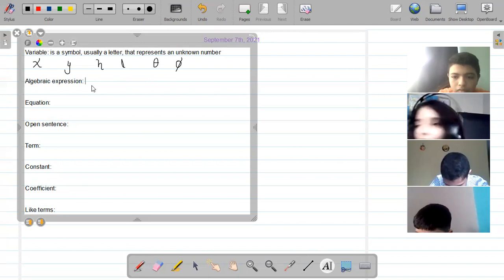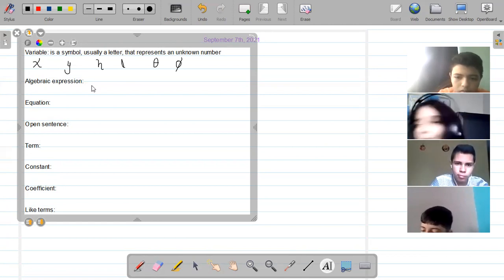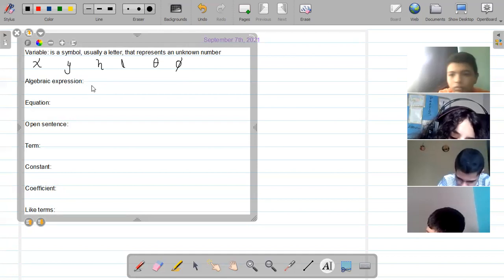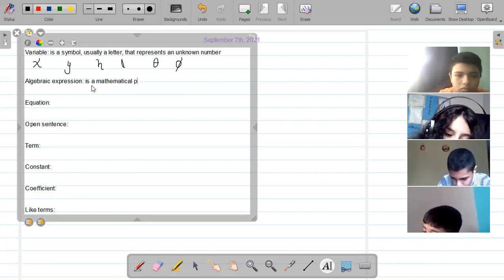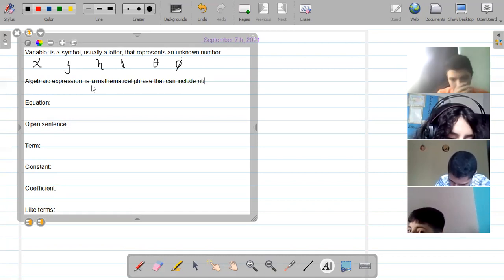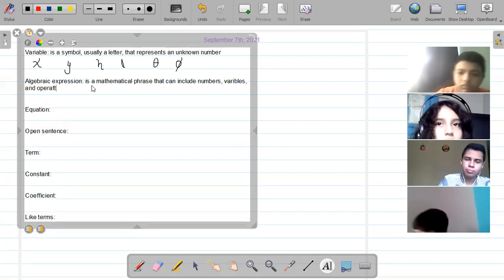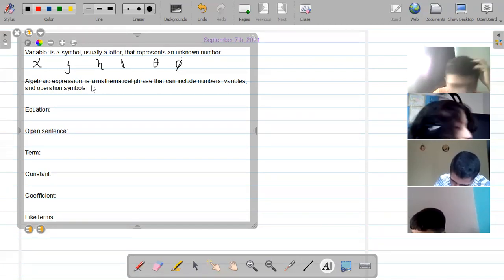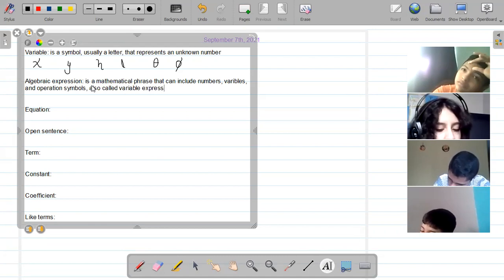Now, what is an algebraic expression? We saw already what a variable expression is. We saw that a variable expression is a mathematical phrase that includes variables, numerals, and operation symbols. Okay, in this case, it is basically the same thing as an algebraic expression. So an algebraic expression is a mathematical phrase. Also, it's a mathematical phrase that can include numbers, variables, and operation symbols. Okay. Sometimes they're also called variable expressions.